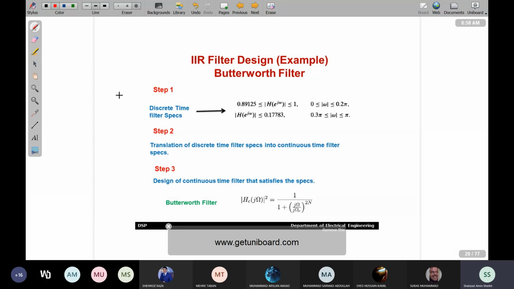Now this is what we are starting now. This is an example related to IIR filter design. Butterworth filter. We have talked about Butterworth filter.